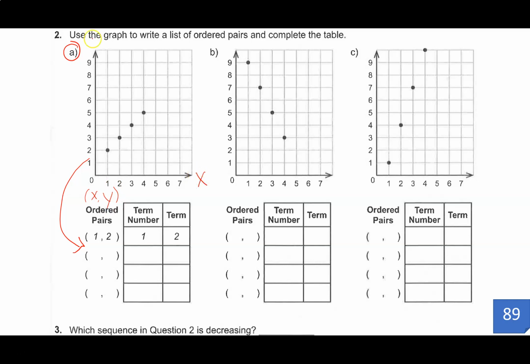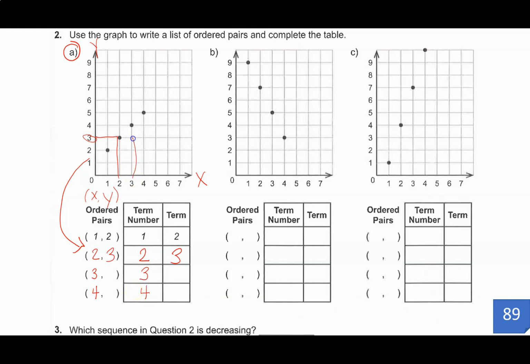So the x is the horizontal axis and the y is the vertical axis. So the x value is 1 and the y value is 2. So we know those x values are increasing by 1: 1, 2, 3, 4. Our y value when x equals 2 is 3. That is our second ordered pair. So the term number is 2 and the term is 3.